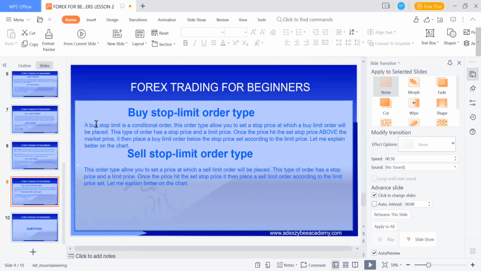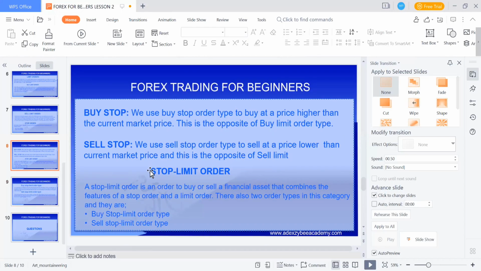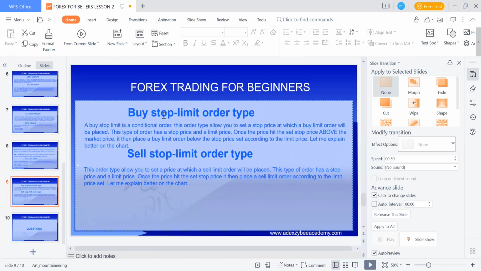All right, the last part of it, the buy limits. We have buy stop limits and sell stop limits. This is kind of complicated, but let me still explain it to you. A buy stop limit is a conditional order. This order type allows you to set a stop price at which the buy limit order will be placed. Do you understand it? The stop price at which a buy limit will be placed. This is it.